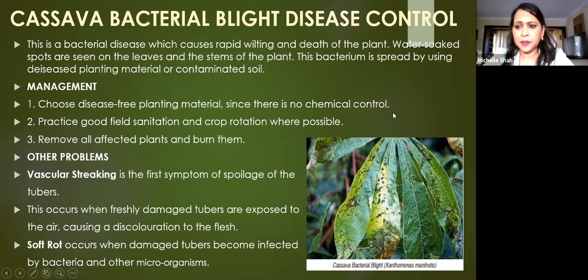For management of the disease, you choose disease-free planting material since there is no chemical control, and practice good field sanitation and crop rotation where possible. Remove all affected plants and burn them. Other problems are vascular streaking and soft rot. Soft rot is another disease which causes damage to tubers, and it is a bacteria that affects the cassava. This is a picture of the bacterial blight on the leaves.